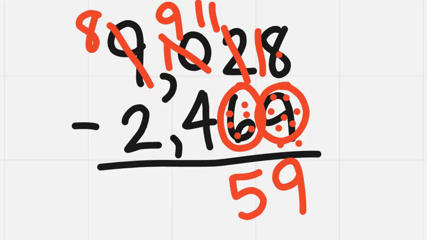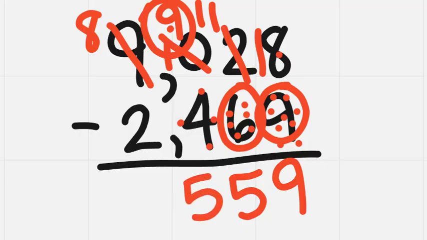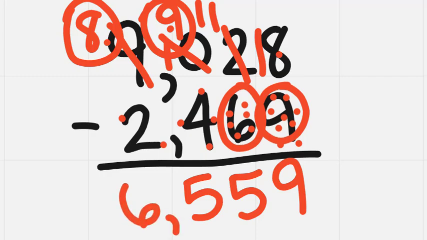Next, with 9 minus 4, we'll circle the 9, touch and count. 9, 8, 7, 6, 5. Finally, we'll subtract 8 minus 2. We'll circle the 8, touch and count backward. 8, 7, 6. Our answer is 6,559. Be sure to check your work.